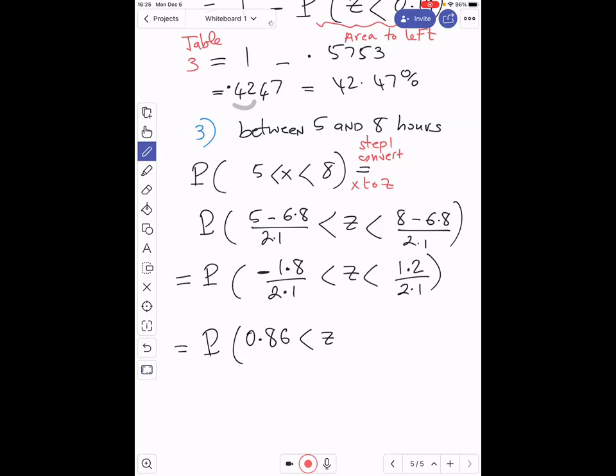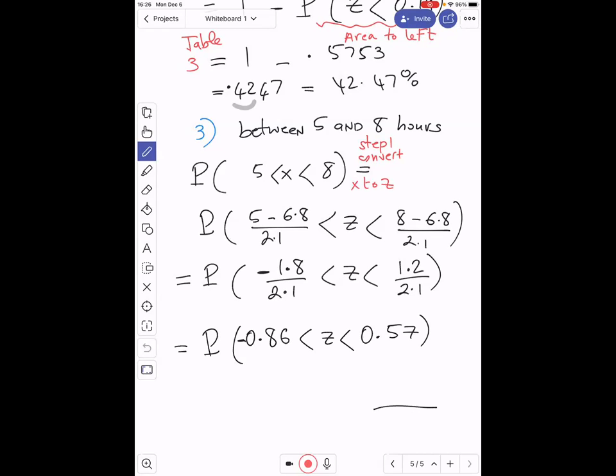Professor, there's a minus sign. Oh, minus, thank you. I appreciate it, thanks. And then we divide the 1.2 by the 2.1. So that'll be equal to, of course, 0.57. Right. Now, this is the area between 2 numbers. It's not the area to the left of just 1 number, or the area to the right of 1 number. It's the area between 2 numbers, right?